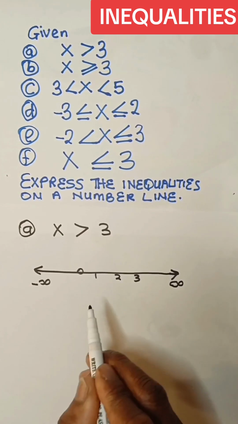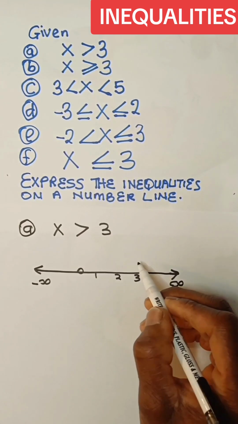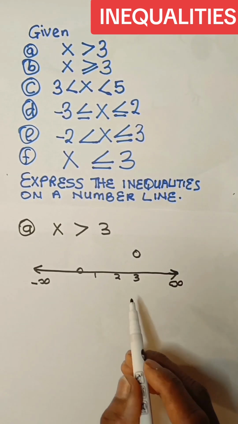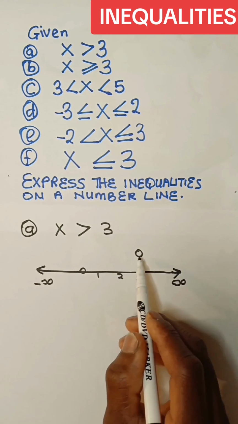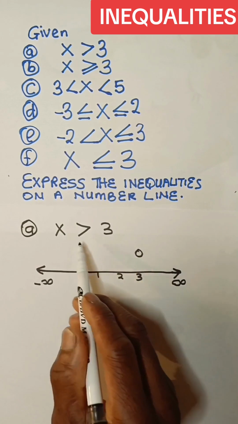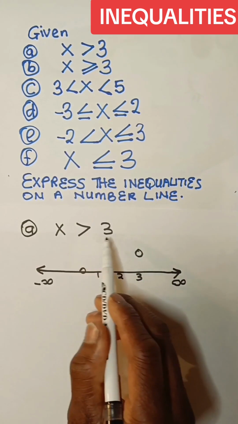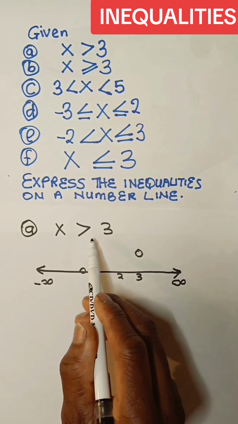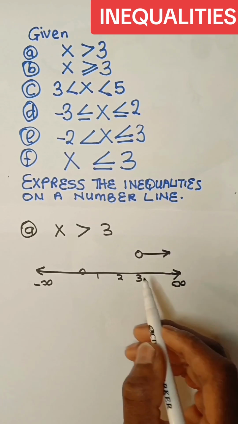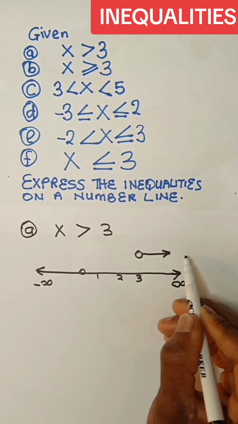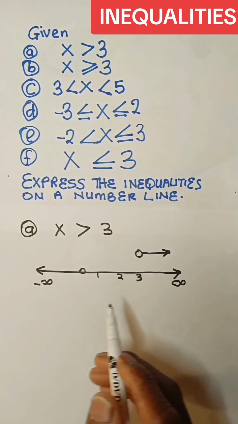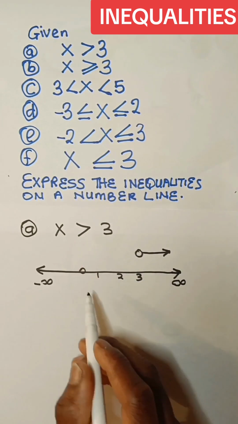So to represent this on a number line, this is 3, we draw a circle on top of 3. Okay, the question arises, are we going to shade this circle or not? We will only shade the circle if x is greater than or equal to 3. So we are not going to shade the circle. So what we are going to do now is to draw an arrow towards positive infinity. So this is the representation of this inequality on a number line.